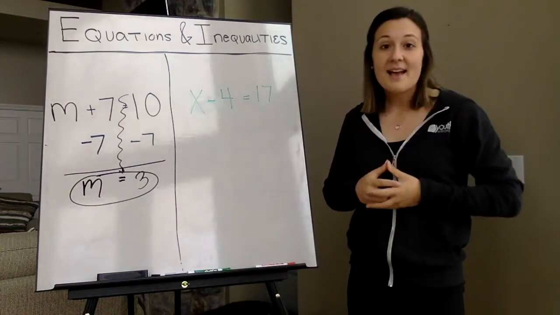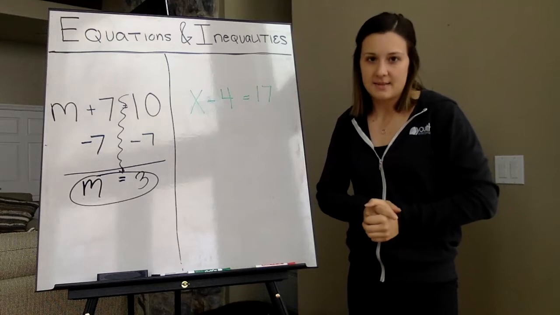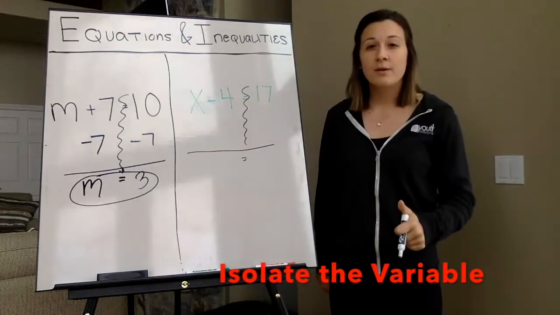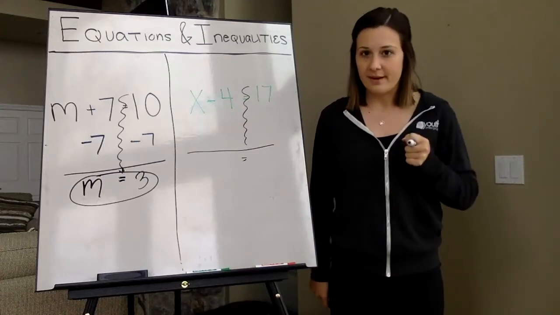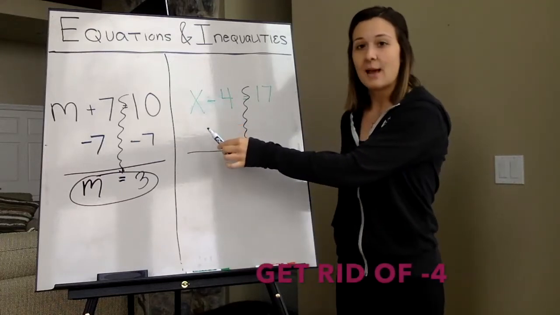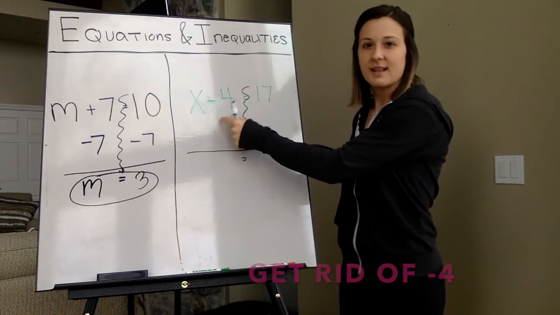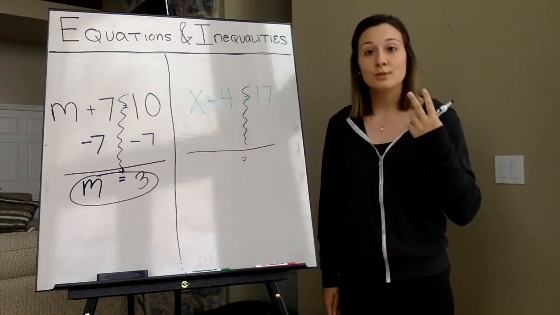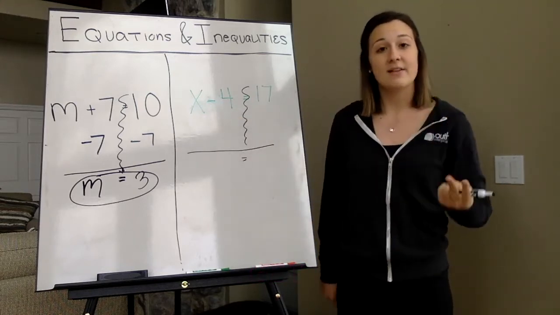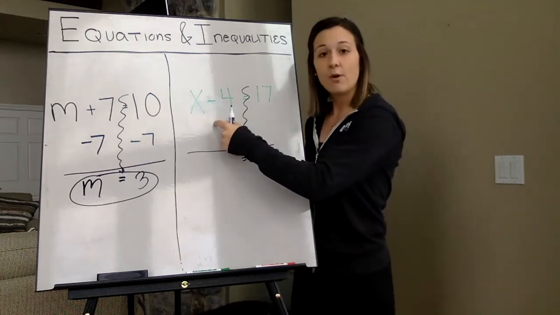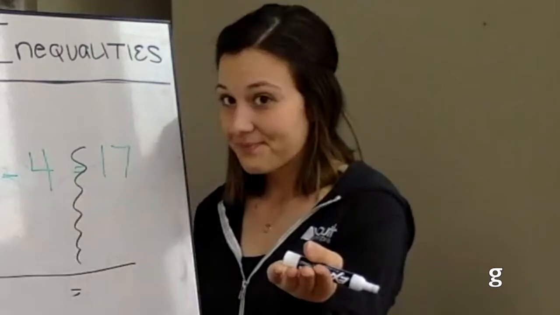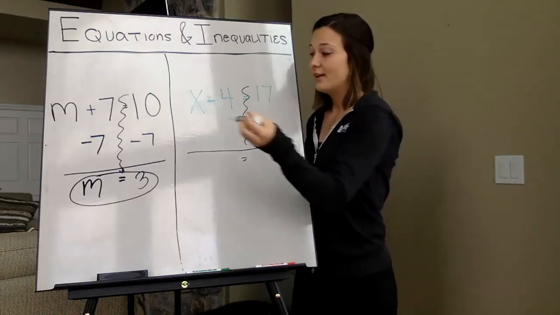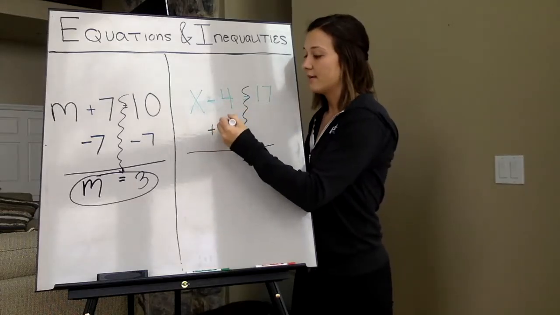All right, x minus 4 equals 17. I want to isolate my variable. So in order to isolate my variable, what am I trying to get rid of? The only reason that x is not by itself is because there's this negative 4 there. So rule number 2 tells me that I have to do the opposite inverse. So if there's a negative 4 there, what's the opposite of negative 4? Positive 4. So I need to add 4.